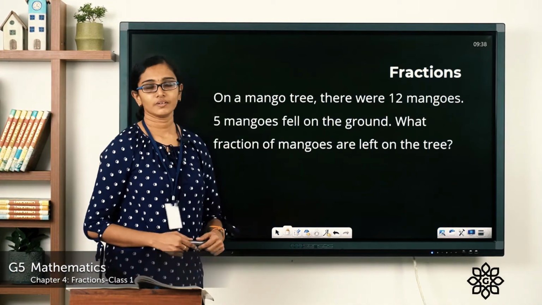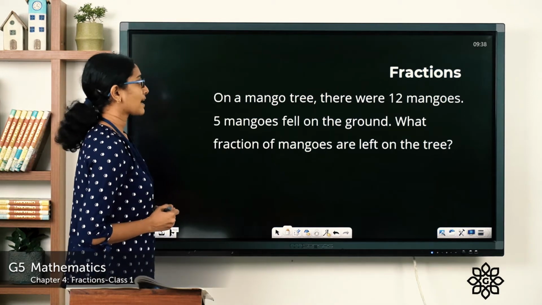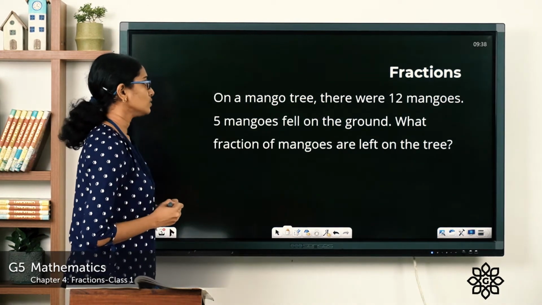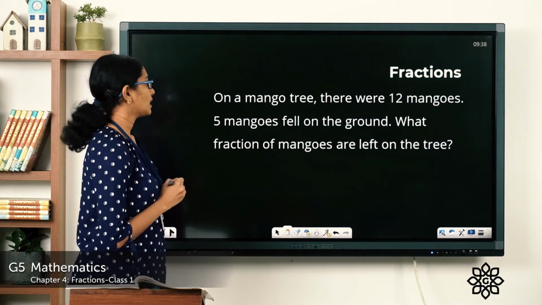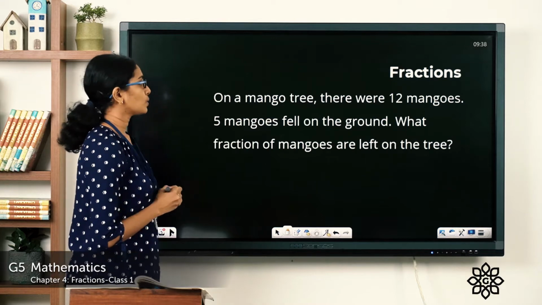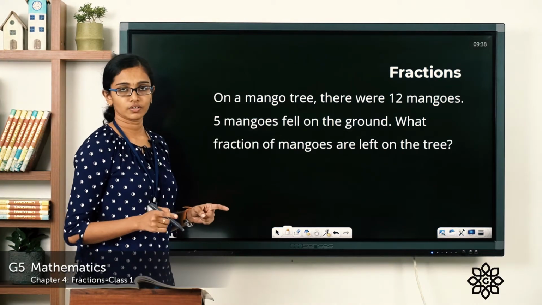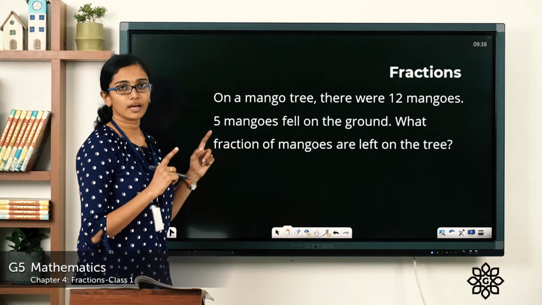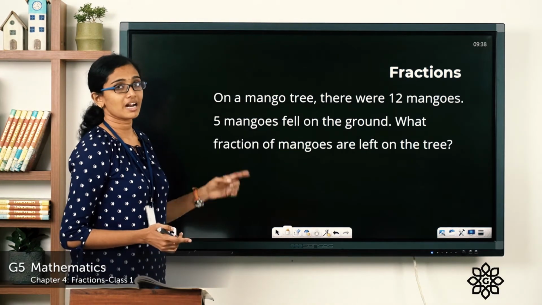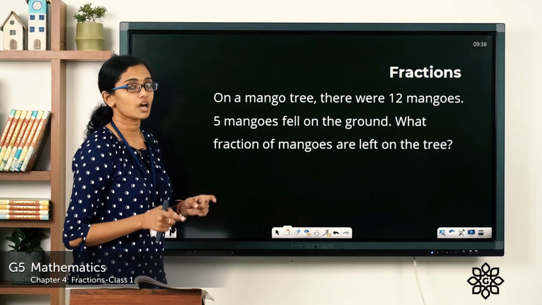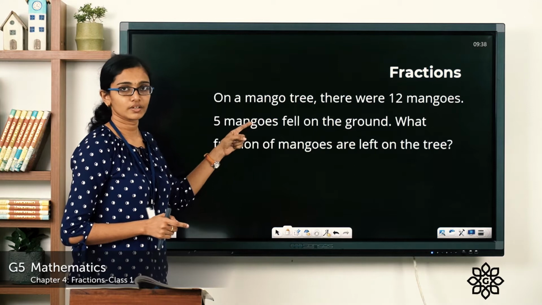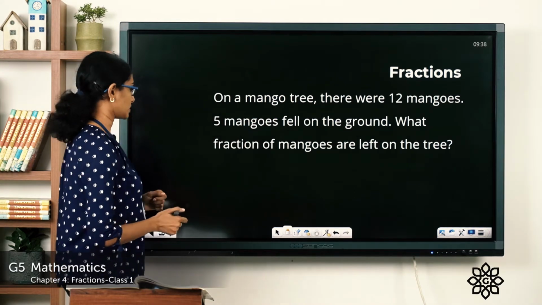Now we'll see one example. On a mango tree there were 12 mangoes. 5 mangoes fell on the ground. What fraction of mangoes are left on the tree? So what is given in the question? There is this mango tree and it has 12 mangoes on it, and one day 5 mangoes fell on the ground. We are asked to find what is the fraction, not the number, the fraction of mangoes that is left on the tree. So how do we write that fraction?